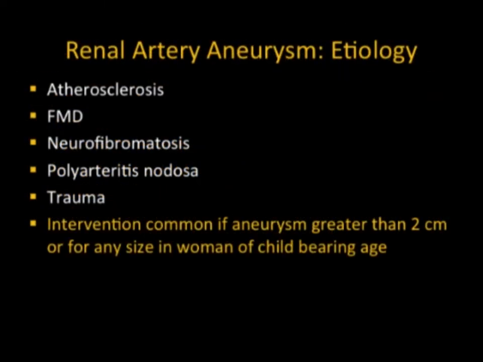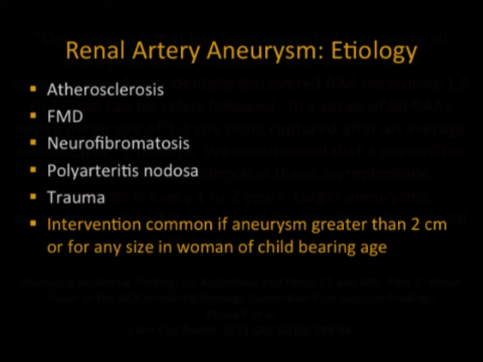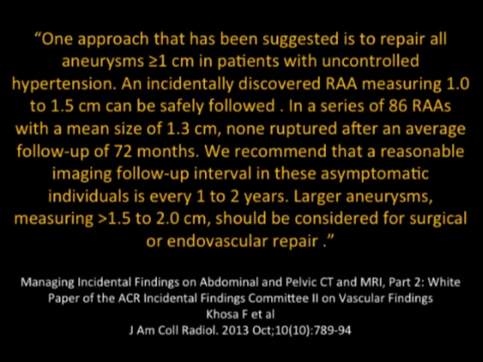As I mentioned, renal artery aneurysms, etiology, atherosclerosis is number 1, fibromuscular dysplasia, and then you go through some of the unusual things, neurofibromatosis, polyarteritis nodosa, and trauma. Okay? Very, very important. Again, as I mentioned, some strategy in place. And I showed you the slide a moment ago. And again, size-wise, things become the defining feature.